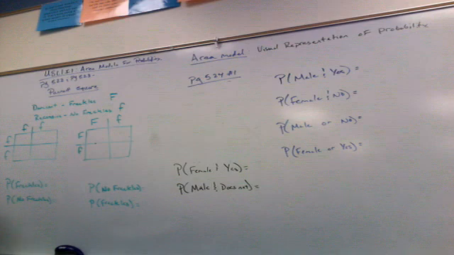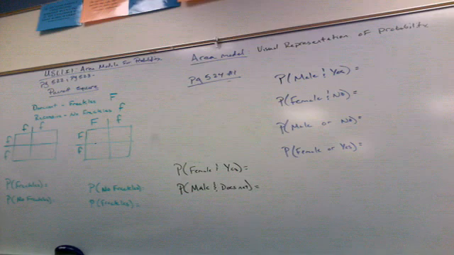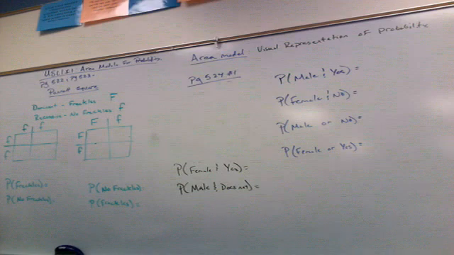A parent with two freckles genes must pass a freckles gene on, and a parent with two non-freckles genes must pass a non-freckles gene on. If a parent has one of each, the probability is 1/2 that he or she will pass on the freckles gene, and the probability is 1/2 that he or she will pass on the no freckles gene. Kind of a recap of biology there for you.